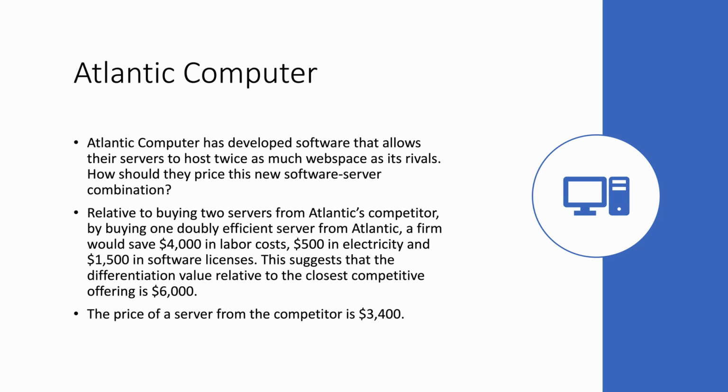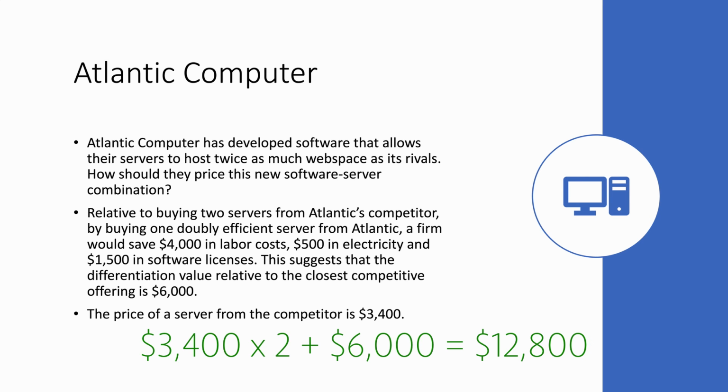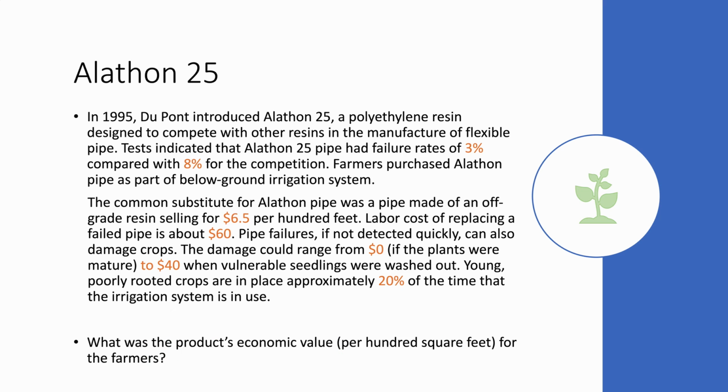So here's how we calculate this. The key part that is easy to miss is that one Atlantic computer replaces two servers of Atlantic's competitor. When you calculate the EVC, the reference value for the competitor is not $3,400. It should be 3,400 times 2 because it replaces two servers. So that's $6,800. And then plus the differentiation value, in this case $6,000, the EVC for Atlantic Computer is $12,800. Next, a slightly more complicated example.